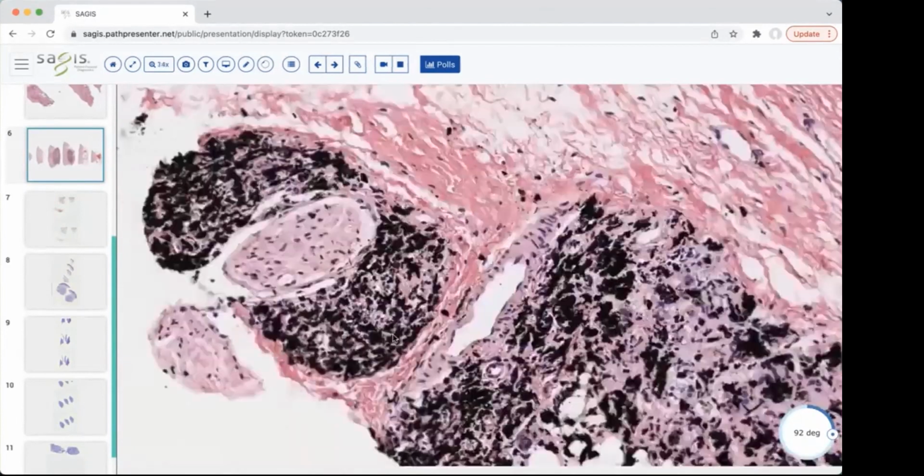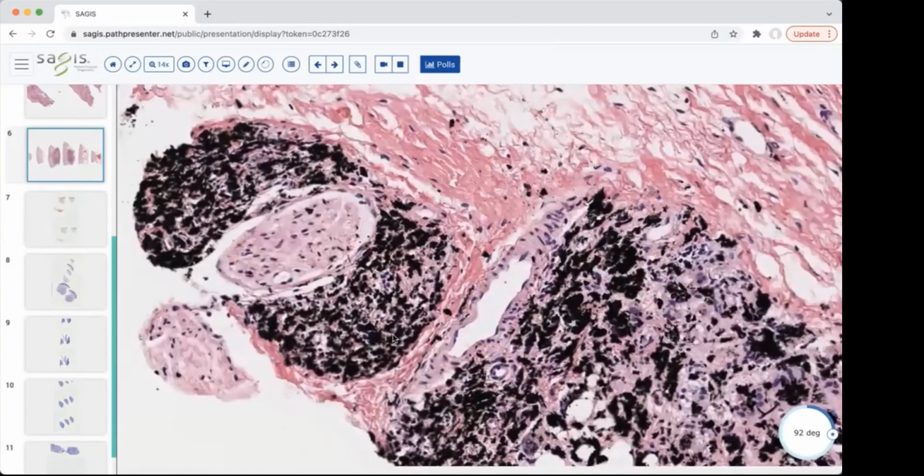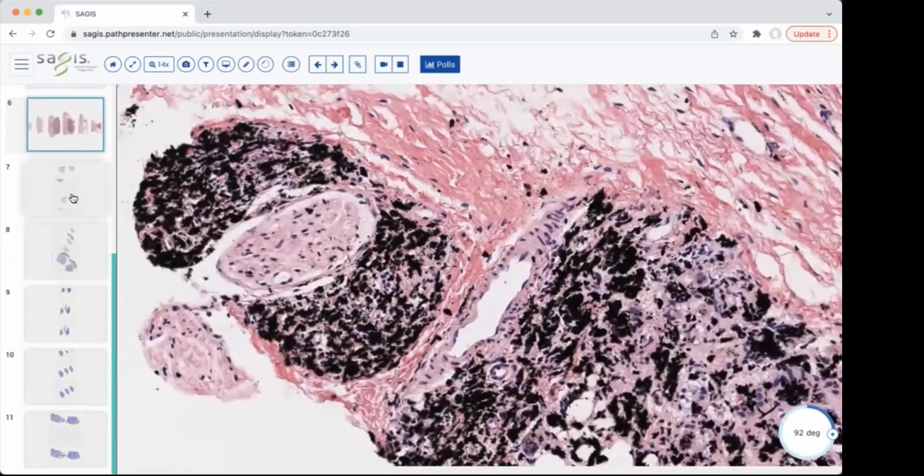Here's one more zoomed in cut right around here. Good. So foreign body granulomatous dermatitis, here being graphite tattoo.